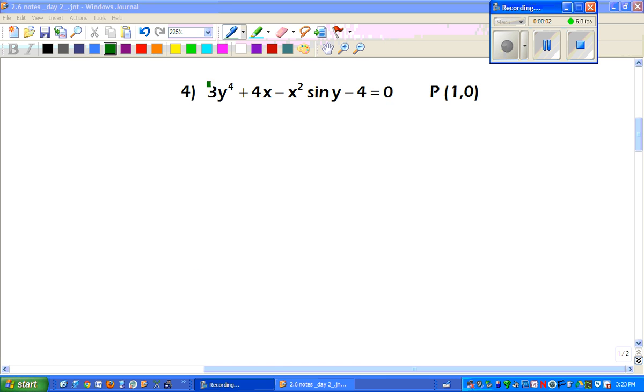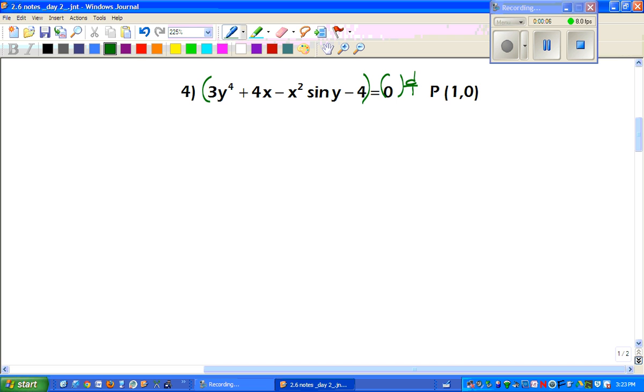Okay, number 4, we're taking the derivative of both sides. Right side's pretty easy. Derivative of 0 is just 0. Over here, derivative of 3y to the 4th, we get 12y cubed, but then we have to multiply by dy/dx. Plus derivative of 4x is just 4.